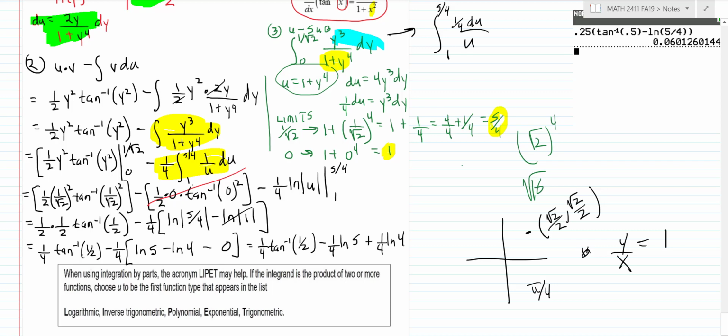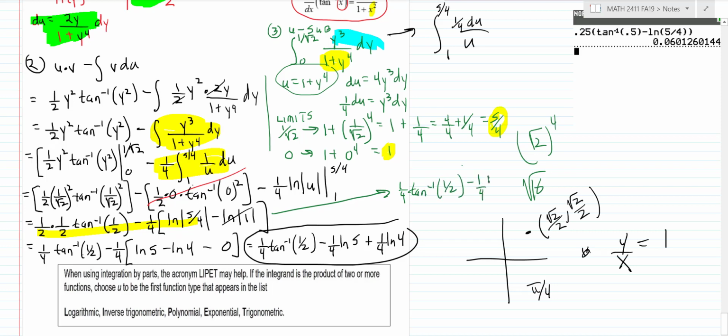And there's several ways that you could write that answer. You could even just leave this as 5/4 if you want to, so this would be okay. Or you could go through it at this stage right here. You could also write this as 1/4 inverse tangent of 1/2 minus 1/4 ln of 5/4.